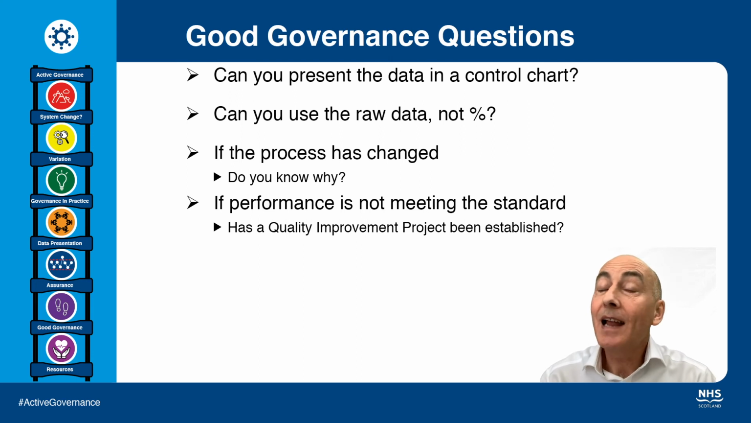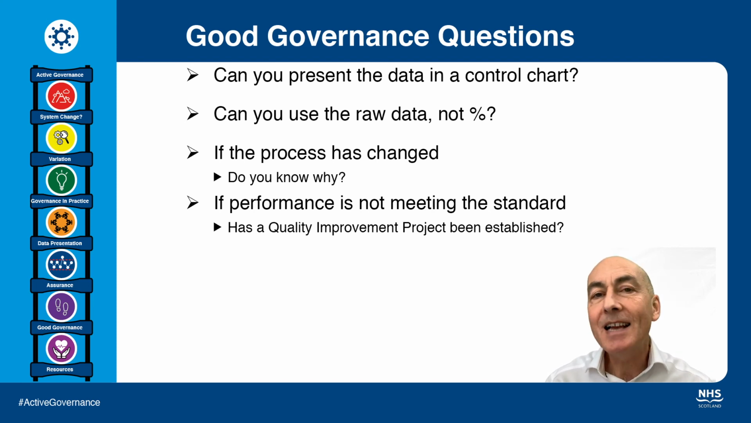And the first question, and probably the most important, can you present that data in a control chart? Because that's the single best way of detecting system change. Secondly, can we see the data as the raw data, not percentages or ratios? Let's see it from the patient's point of view. Why can't we just count the number of patients as an example?